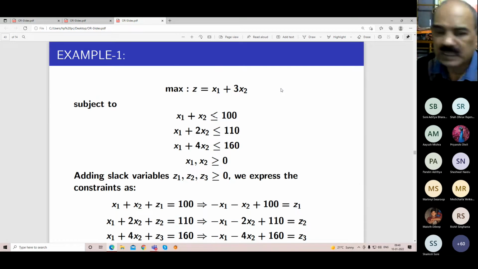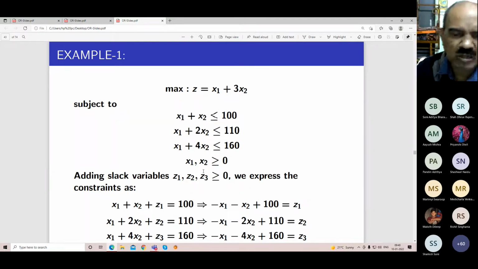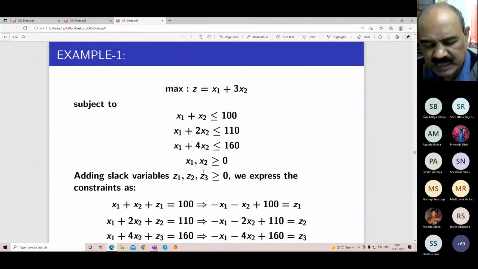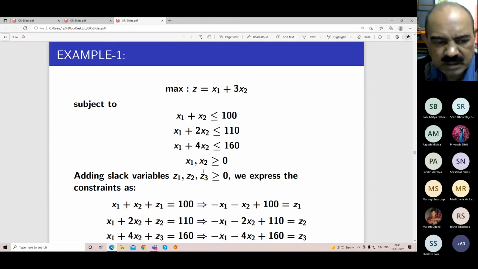Instead of adding x1, x2, x3, x4, x5, I am adding z1, z2, z3 for a different purpose. The actual variables are x1, x2, and the slack variables are named z1, z2, z3, so that you can differentiate which one is a slack variable and which one is an actual variable. So if you are adding in this manner, x1 plus x2, then the slack variable z1 equal to 100.